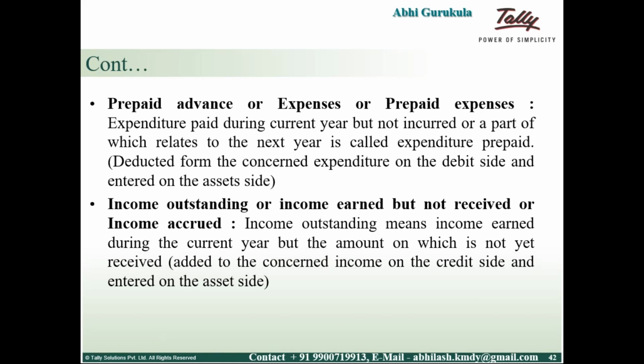So you are selling the goods, and at that time the person is not ready to pay the amount immediately. That means you are selling the goods on a credit basis, and that is a type of income we call outstanding income, or income earned but not received.